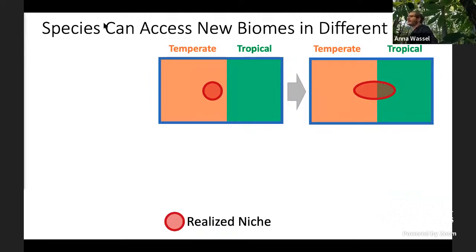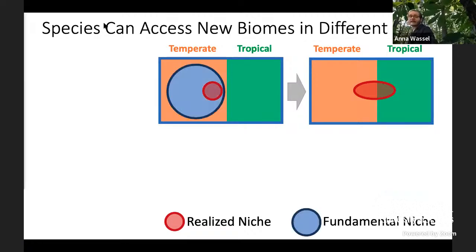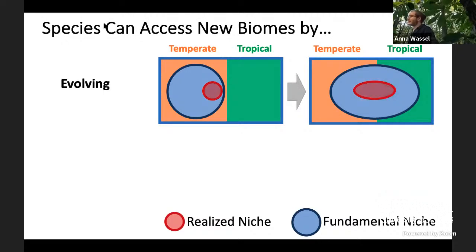Now, how did it get there? If you just look at the realized niche, probably it adapted and evolved there, and that's totally fair. That could happen. Consider a fundamental niche. Its full range of abiotic conditions that it could survive in is well within the temperate range. In this instance, for it to evolve, it would be expanding its fundamental niche, gaining new physiological, ecological traits that allow it to thrive within a tropical biome.